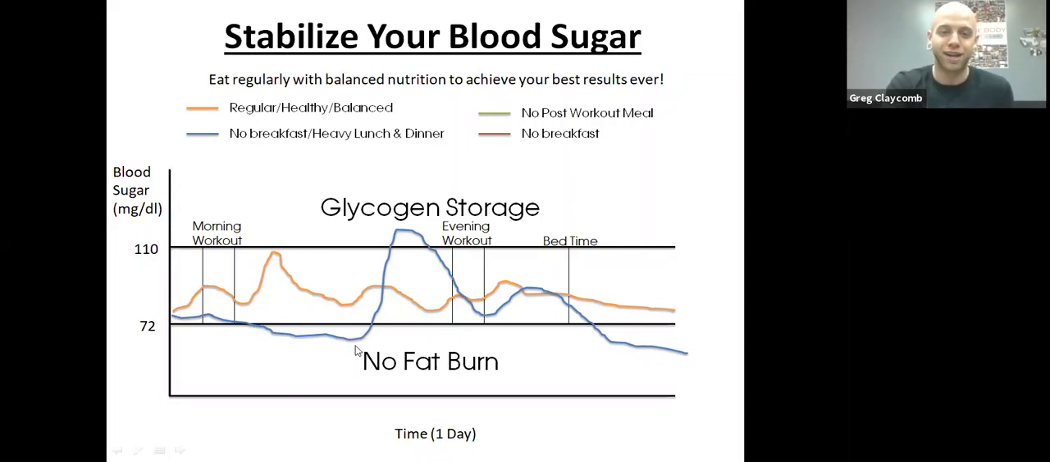That's where cravings start kicking in. Your body's like, hey, I need some sugar. Give it. I need that sugar now. So then what do you go for? Carbs. Vending machine, candy, all right?